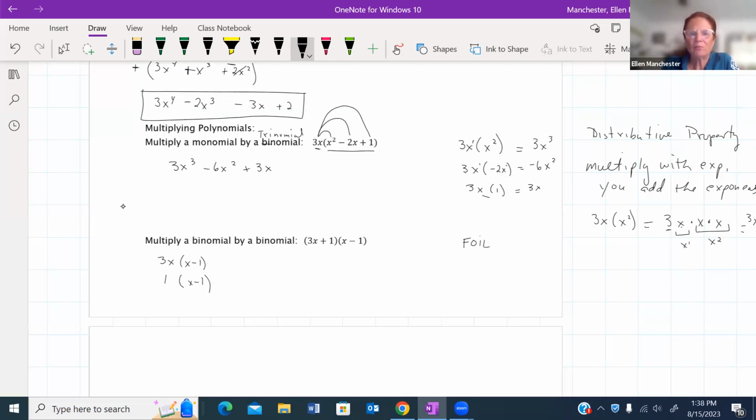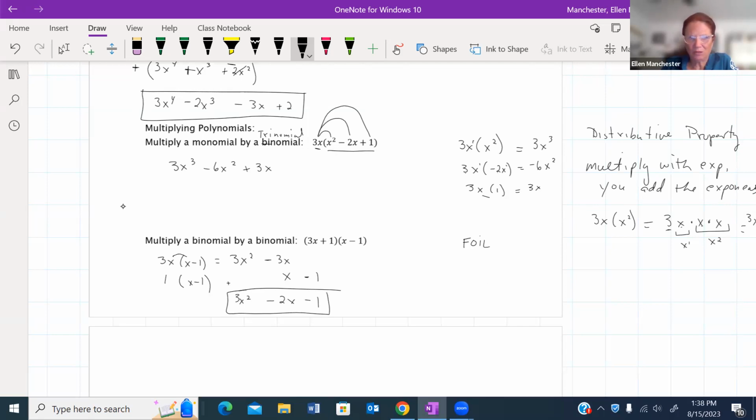So this is the monomial 3x times the binomial x minus 1, and the monomial 1 times the binomial x minus 1. So when I do that, I end up with 3x times x is 3x squared. 3x times -1 is a -3x. And then 1 times x is, notice I am lining them up in the right order. And 1 times -1 is a -1. And then I'm just going to add. So 3x squared minus 2x, because -3 plus 1, and then minus 1. Okay, that's one way to do it.